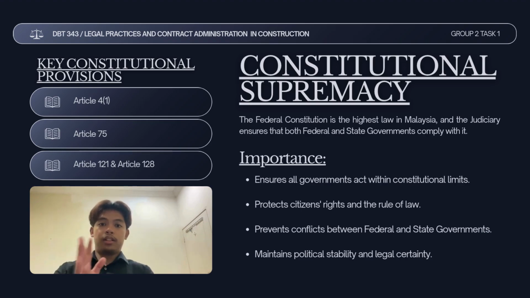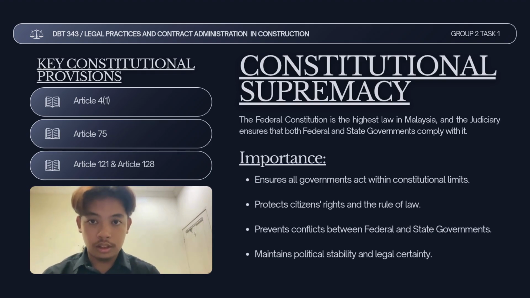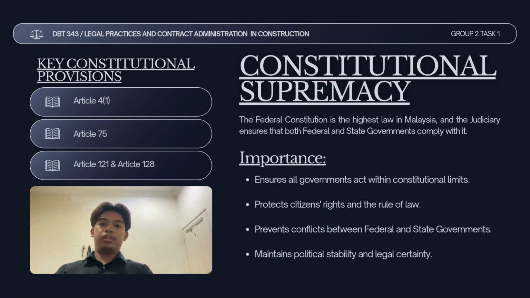Third is Article 121. It gives power to our high courts, allowing them to review laws and check if they are valid. And lastly is Article 128. It gives exclusive jurisdiction to the federal court to decide on constitutional disputes between states and the federal government.